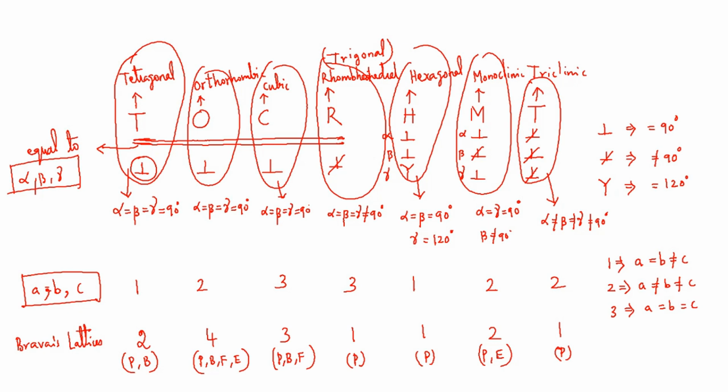So in total there are 14 different types of Bravais lattices. It means 2 plus 4 plus 3 plus 1 plus 1 plus 2 plus 1, that is equal to 14. These 14 Bravais lattices are also called space lattices. So in the 14 space lattices, if a solid crystallizes, then we can actually call that a crystal.